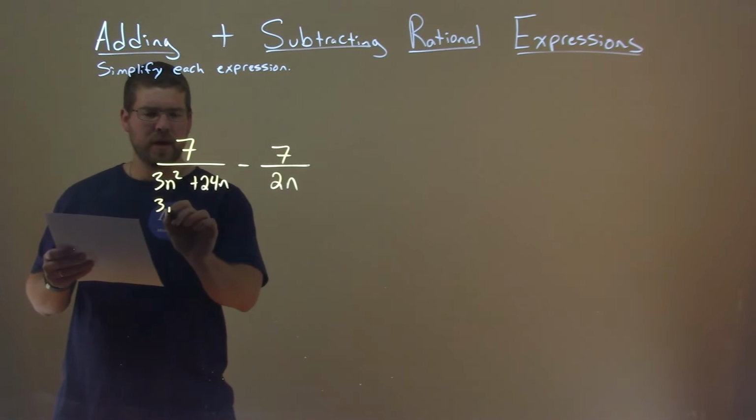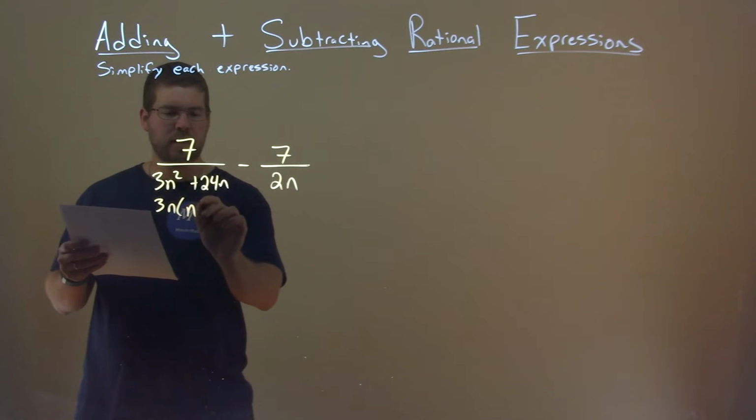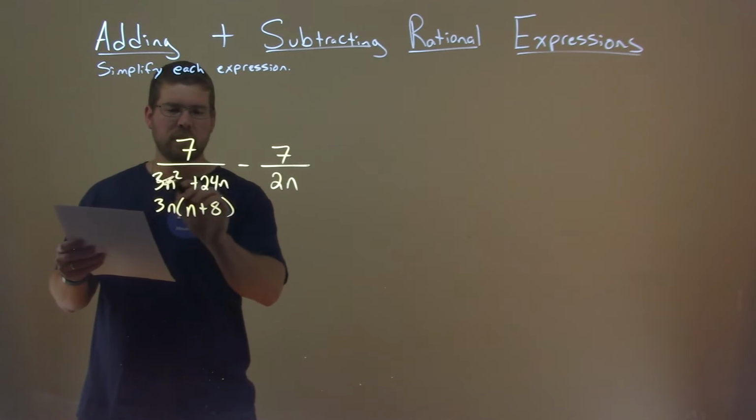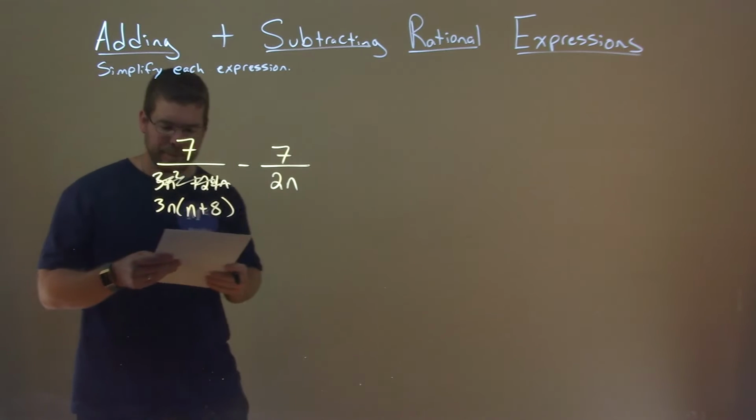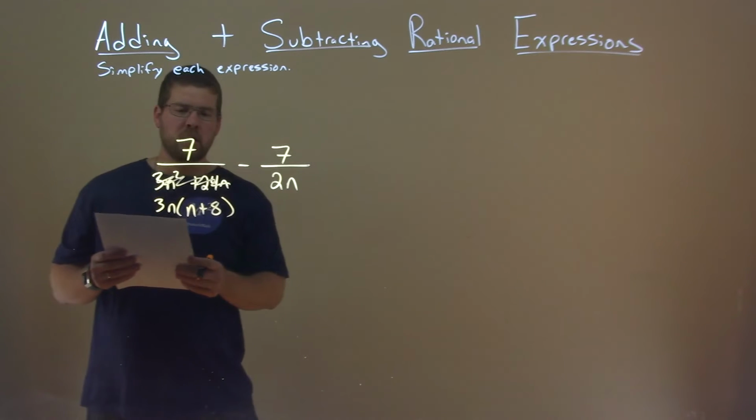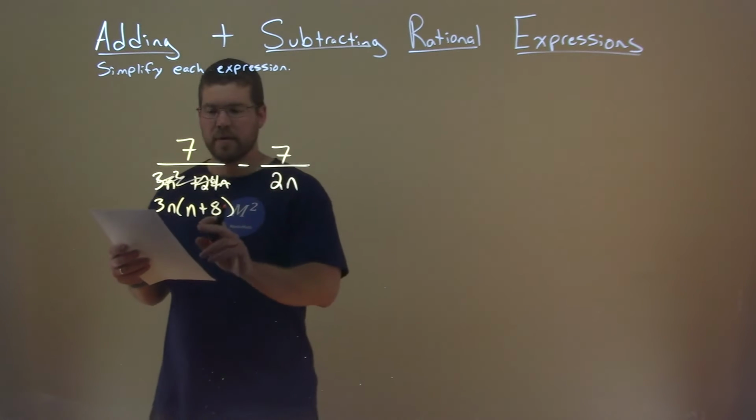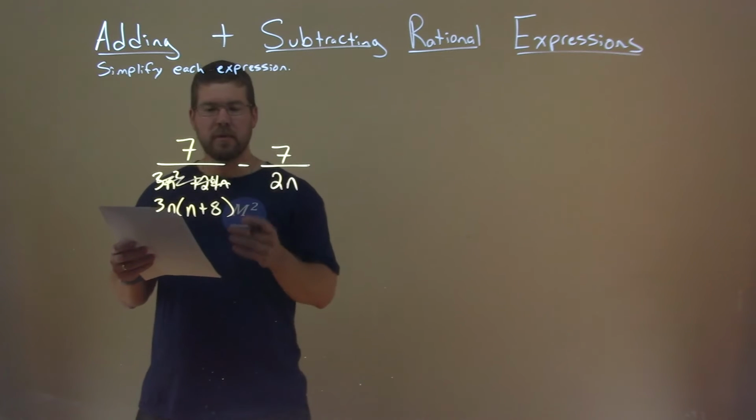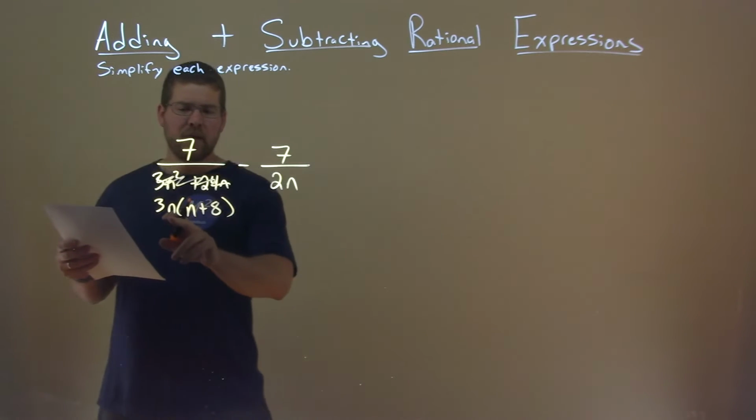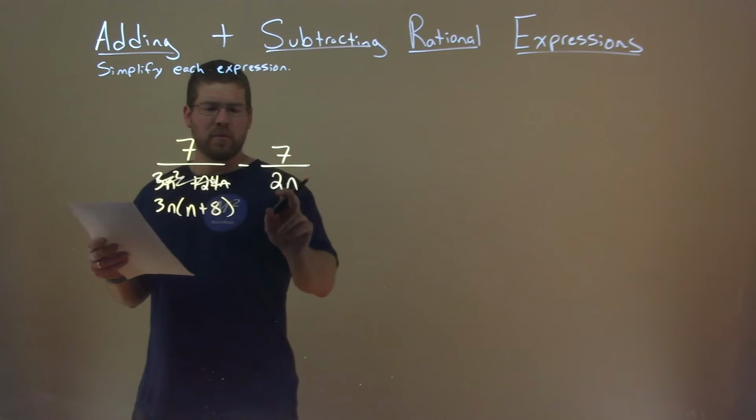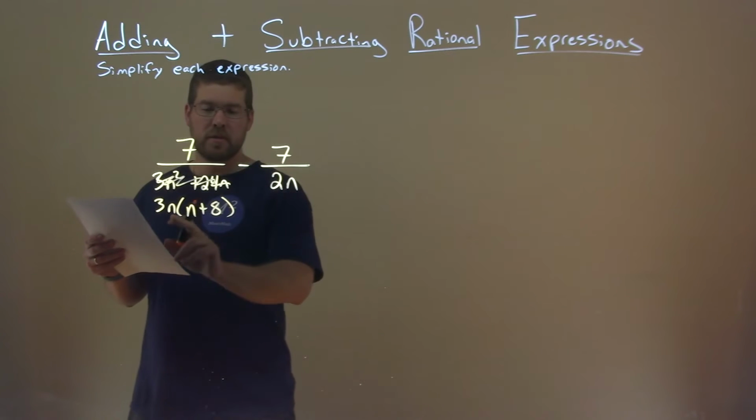So if I pull out a 3n, I'm left with 3n times n plus 8. So I'm going to replace that here with that. Okay. Well, I need to have a common denominator. So what can I do to multiply this? Well, both denominators share an n. That's the only thing they share.